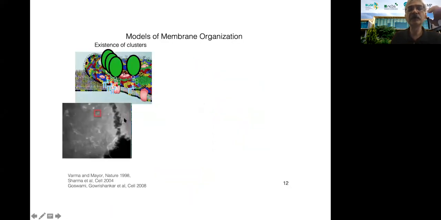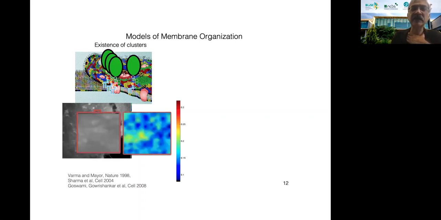So what we did was, take this a little further, and asked whether you see FRET between these fluorescently tagged GPI-anchored proteins that were expressed on the surface of membranes of living cells. And so here is the fluorescence of a GPI-anchored protein, of a GFP-GPI on the surface of a living cell, and its corresponding FRET map.